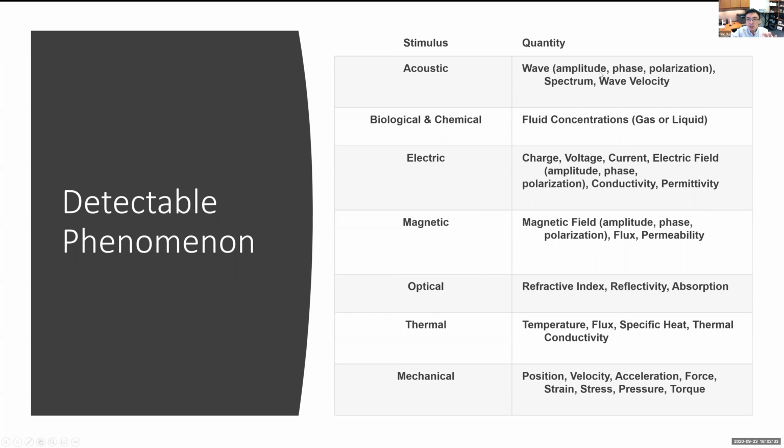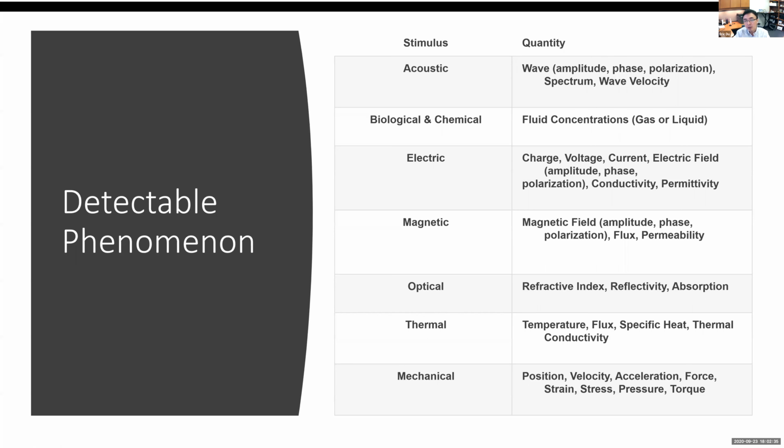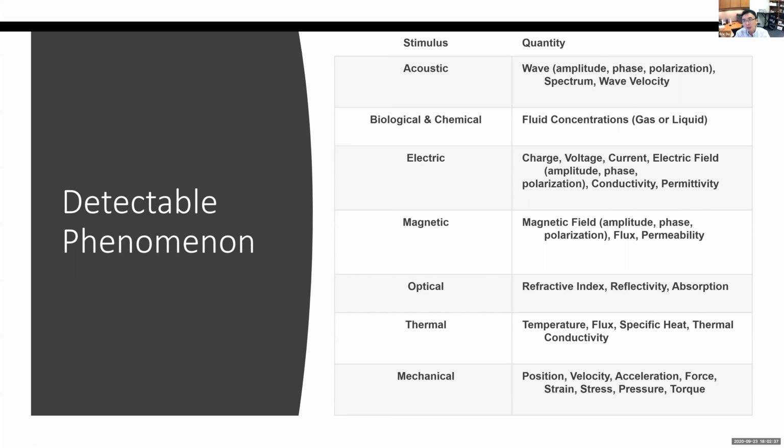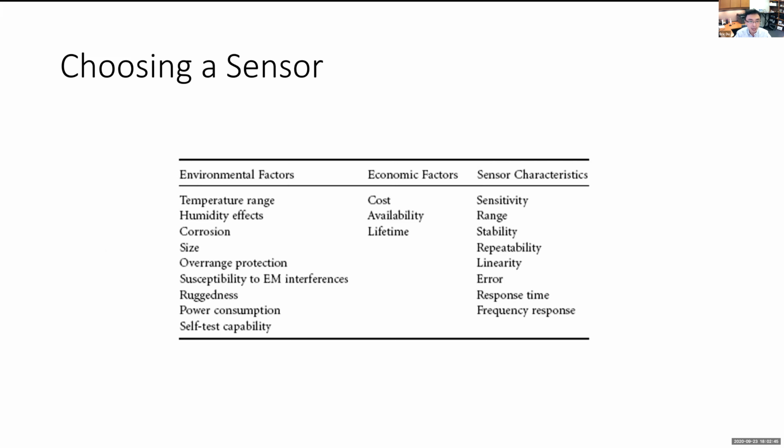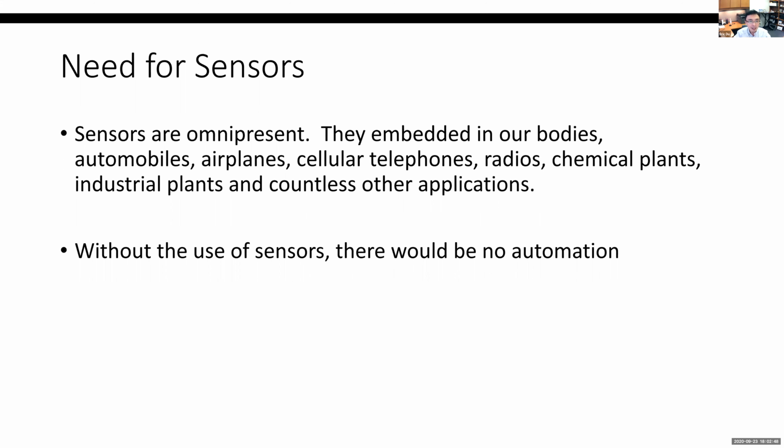So this is very abstract. It shows the popular physical signals and corresponding features that sensors are using. But now let's talk about some examples. Before that, let's also talk about why we need sensors.